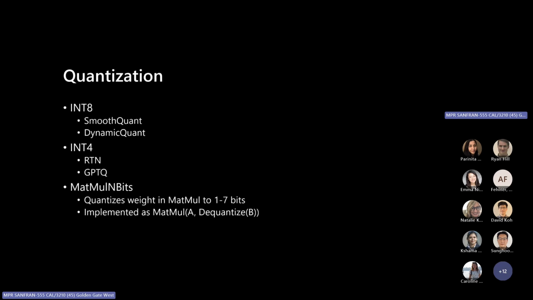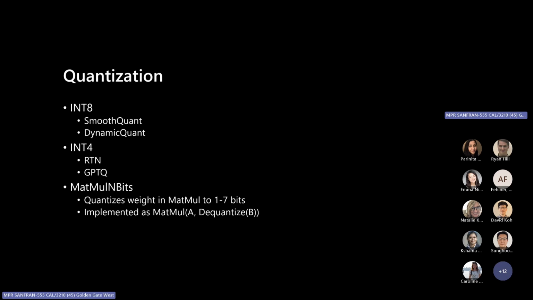Okay, so it's great that we've done these optimizations, but models are still large after all these optimizations. So sometimes you have to apply quantization. There are a lot of algorithms for quantization out there, and a lot of different precisions. There's int8 precision. There are algorithms like smooth quantization, dynamic quantization, int4 precision, which is becoming more popular now. Algorithms like RTN, GPTQ, maybe you've heard of them, maybe you've not. To worry about these different bits and different precisions that people target, we added an operator called MatMulNBits. What that does is it quantizes the weights within our MatMuls to anywhere between 1 to 7 bits. Your choice how many bits you want to use.